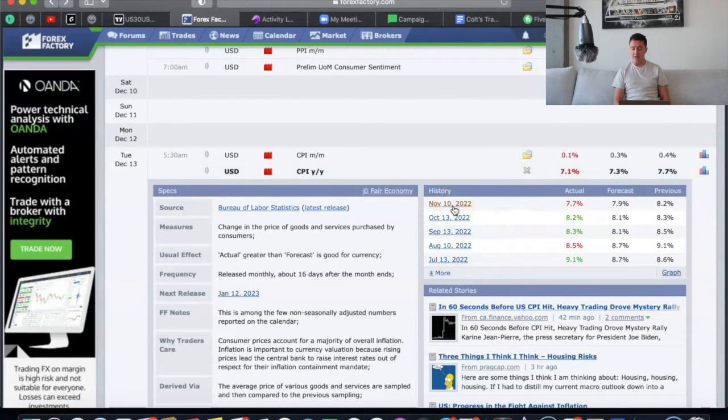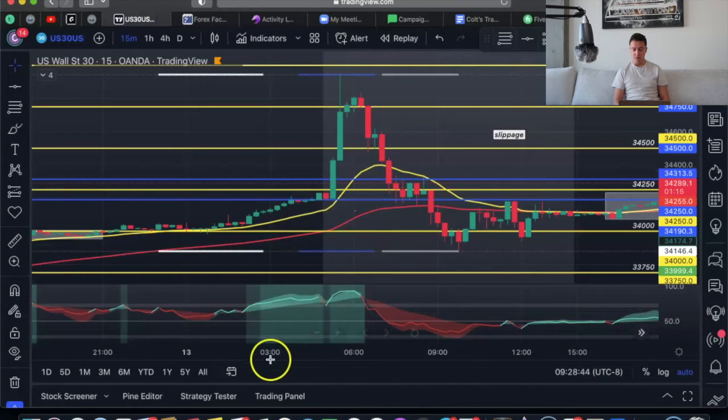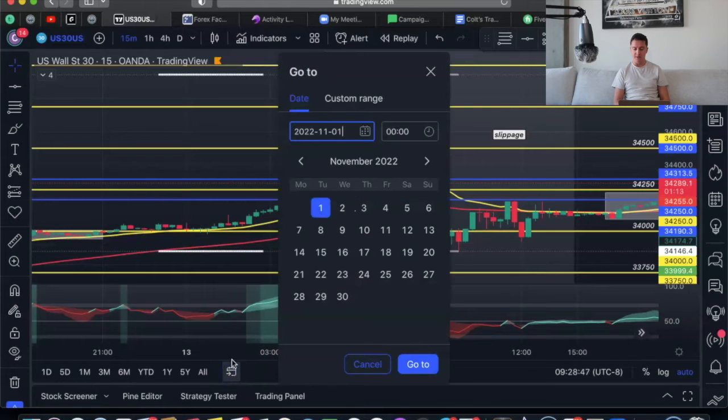So the last time this news event came out was actually November 10th. So what we're going to do is go to November 10th. We're going to go this date window right here. And then we're going to go to the 10th of November.